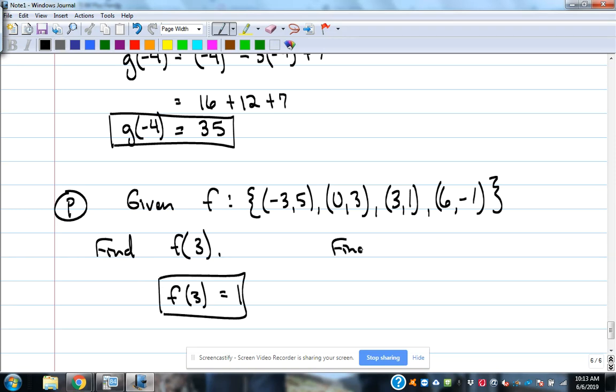We'll do another one with this same problem. Let's say they ask us to find f of 0. Well, f of 0 means where is x 0 at? So I go through my ordered pairs until I find the one that has a 0 in the place of x. That's that second one there. What's the y value that goes with it? 3. So the answer is 3.